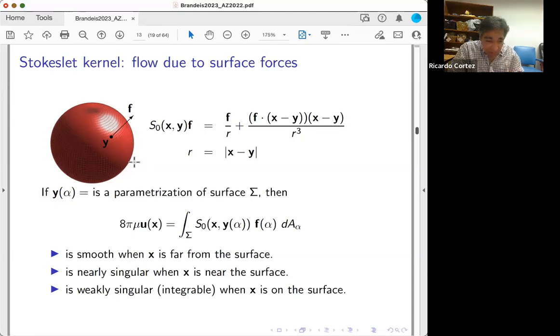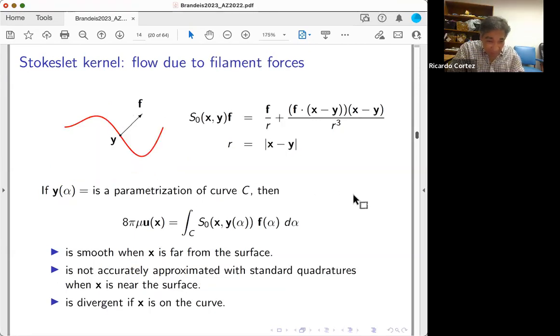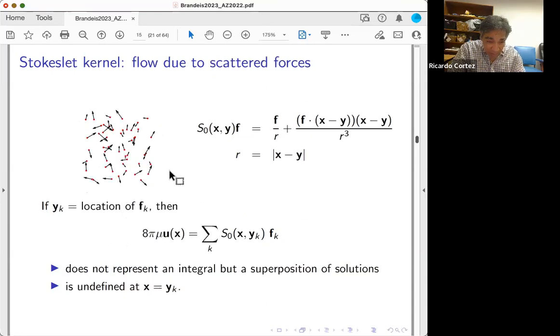So surfaces are not typically problematic. However, sometimes we want to model maybe a flagellum, not as a surface, but maybe as a curve. And then if you have forces along a curve like this, now the integral is a line integral over the curve, and now the integral diverges because this is a 1 over r singularity over a line integral that gives you a log singularity.